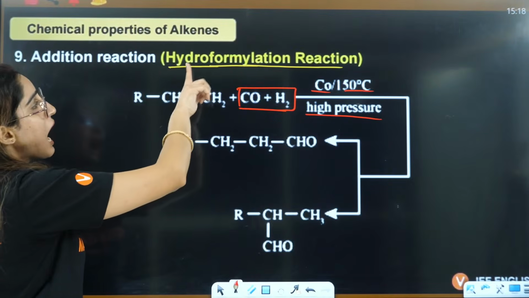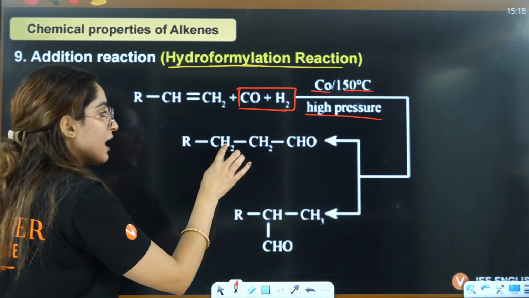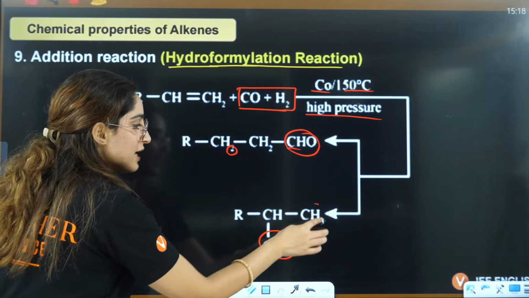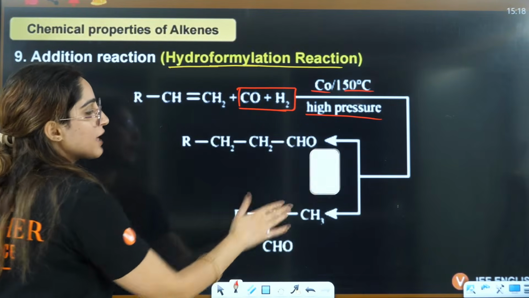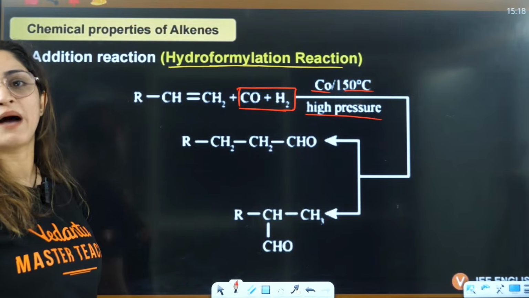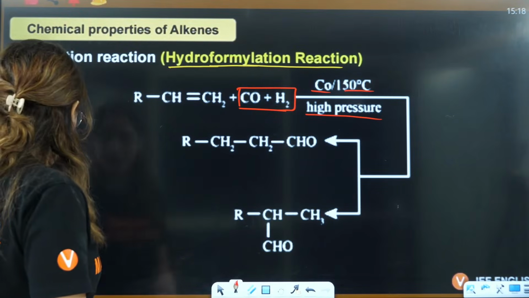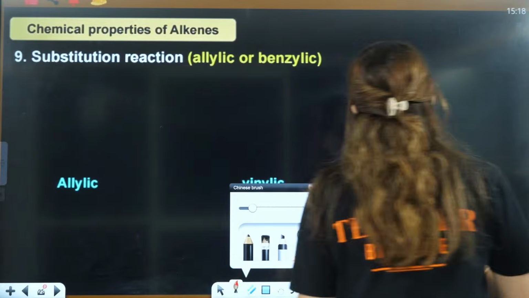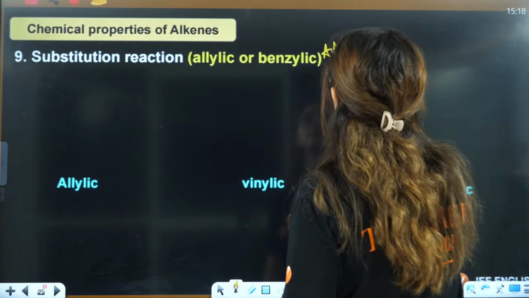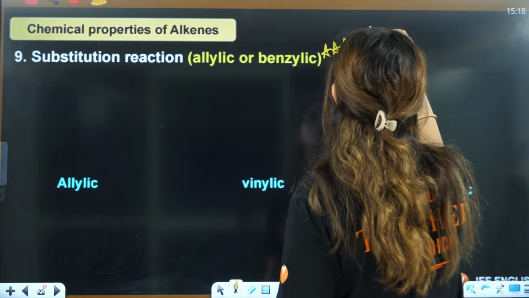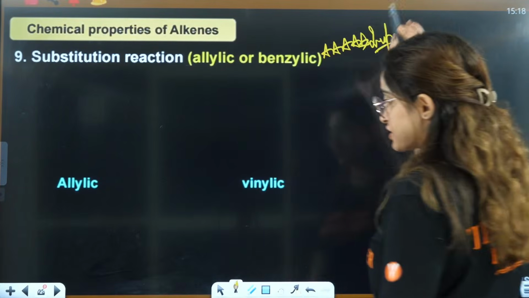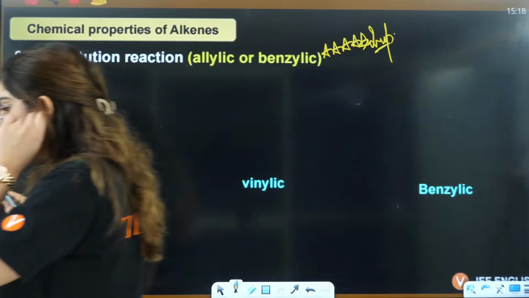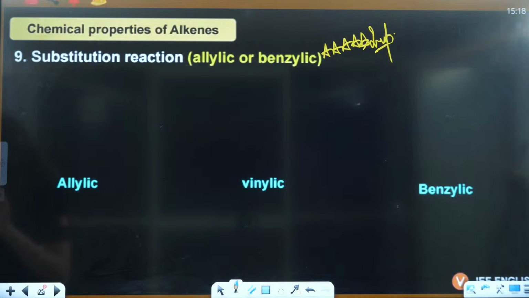Why is it called hydroformylation? Because you are adding hydrogen here and formyl group here, formyl here and hydrogen here. That's why it is called hydroformylation, because two things are added, hydrogen and formyl group. Okay, then this also is a very important reaction. Mark it, very important. This also is a very important reaction, that is substitution reaction. Let's talk about this substitution reaction, everybody.